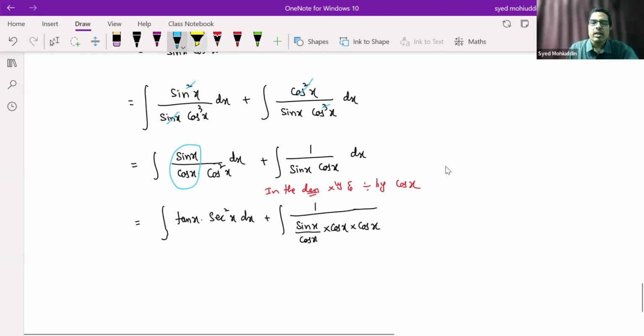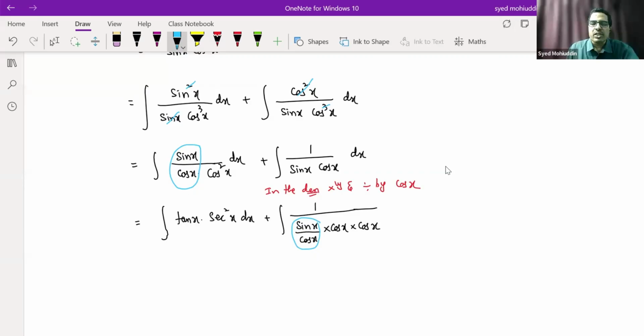Now if I try to group this one, sine by cos will give us tan, because here I have grouped sine by cos tan. Where sine is already there, how to get tan? So you have to get cos x in the denominator. So how to get cos x in the denominator? The only way is multiply and divide by cos. So keep that in mind, multiply and divide by cos.